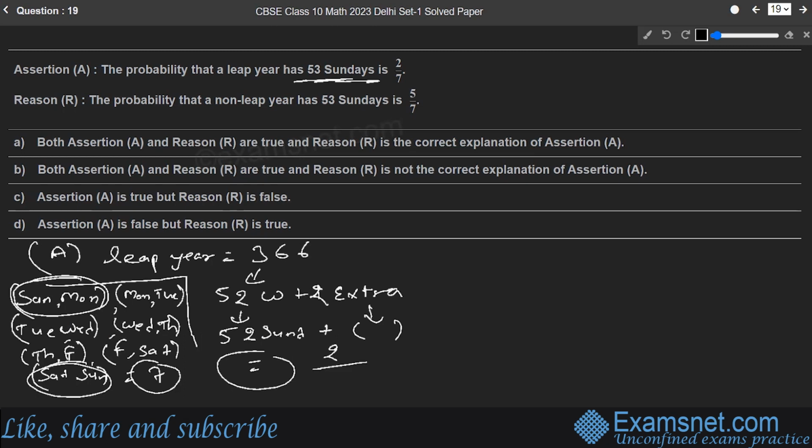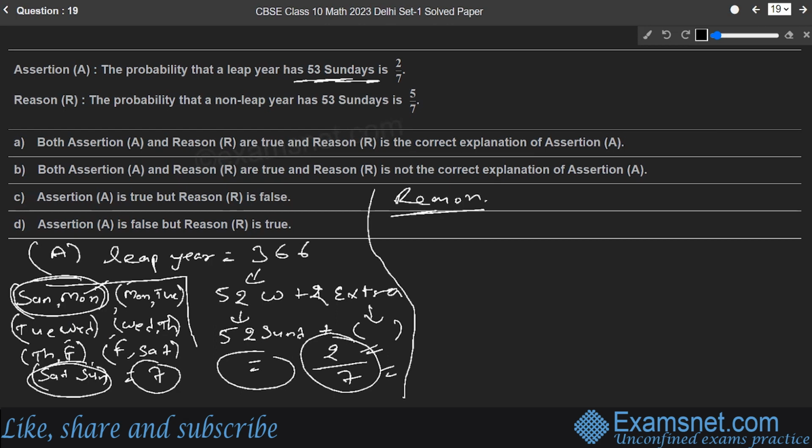So how many favorable cases are there? There are 2 favorable cases divided by how many total cases are there. So total cases are these total combinations, that is 7. So the probability of getting the 53rd Sunday also is 2 by 7, that is 2 out of 7. So the first assertion is right. The assertion that is given is definitely true. Let us verify the reason part.